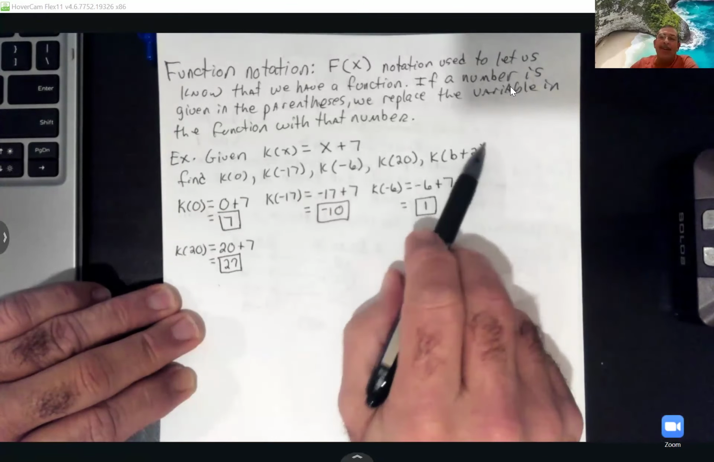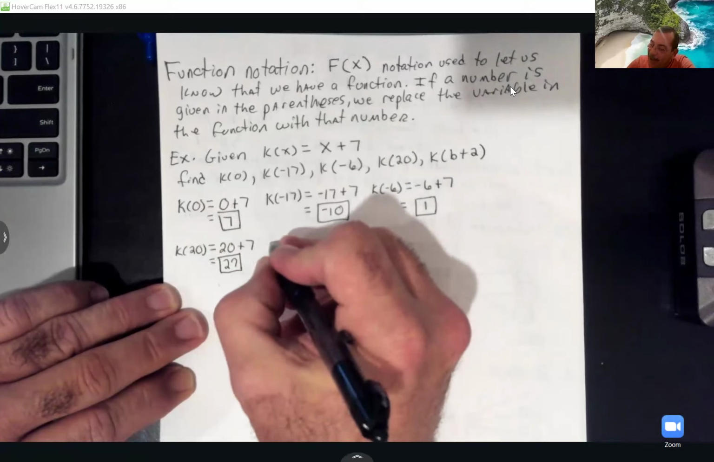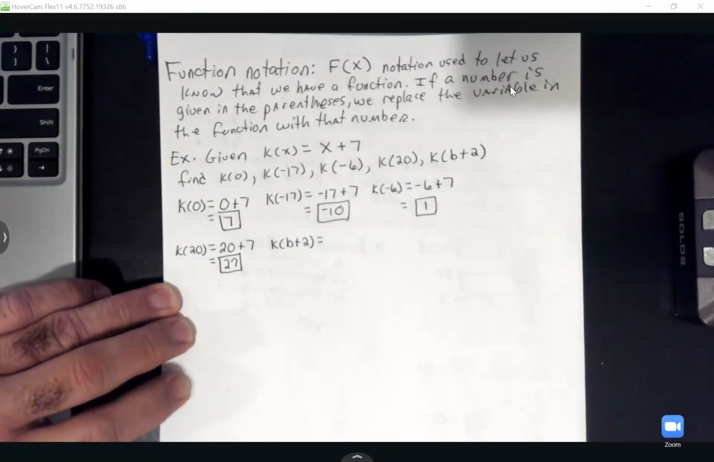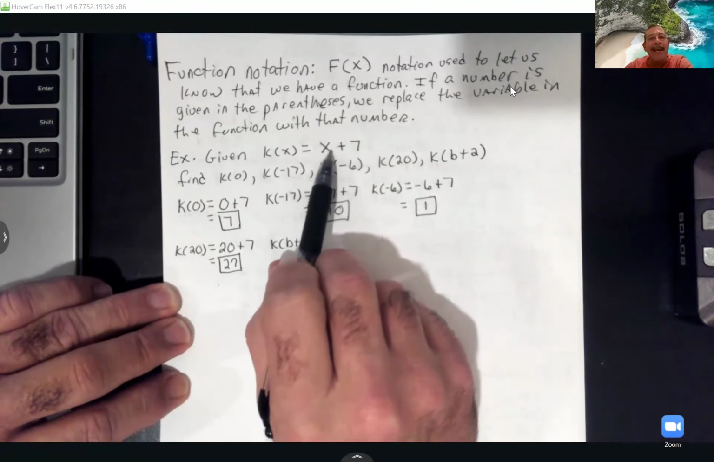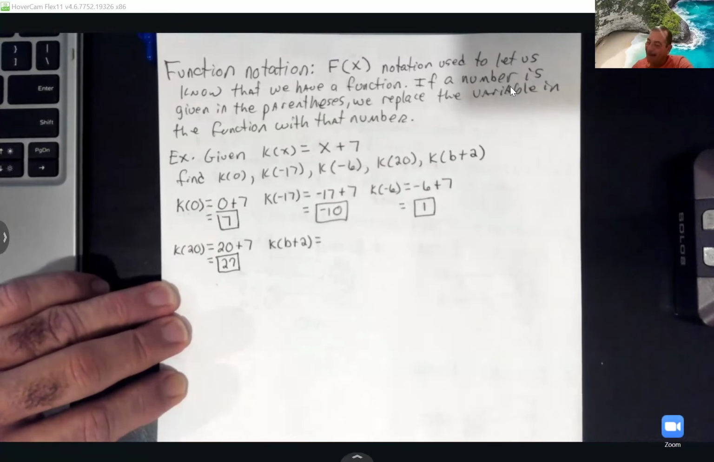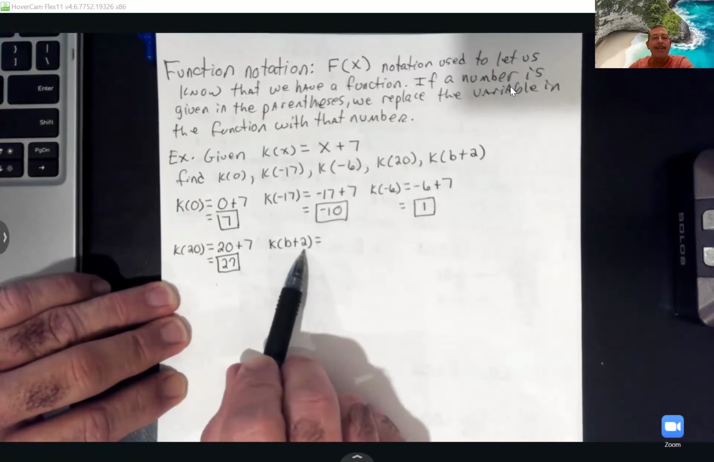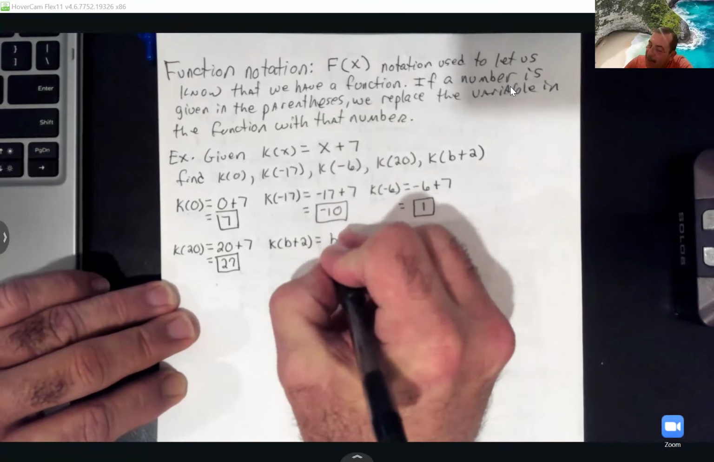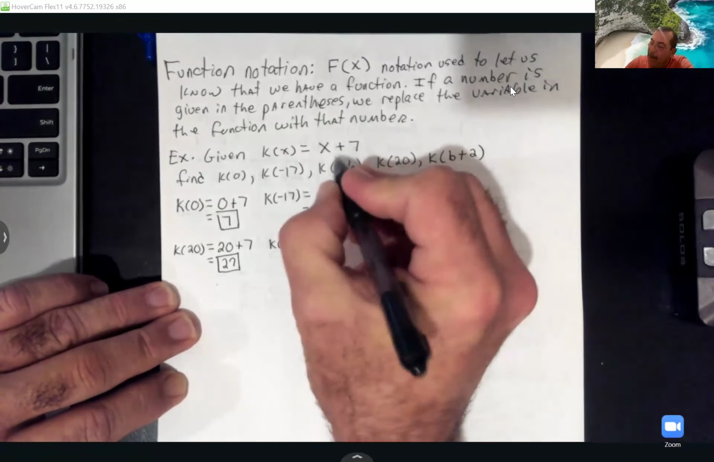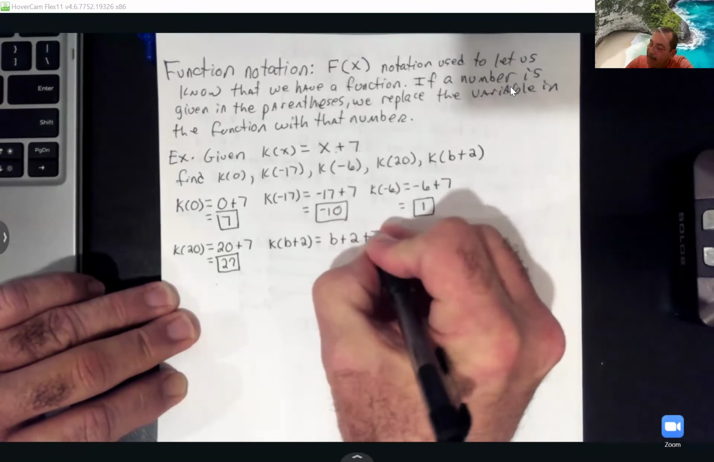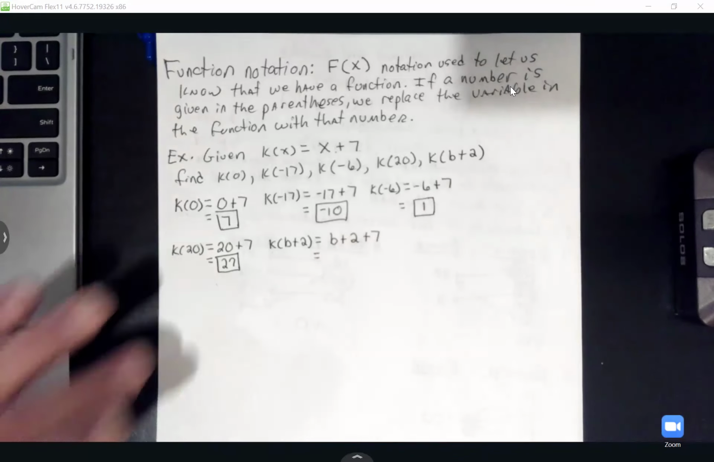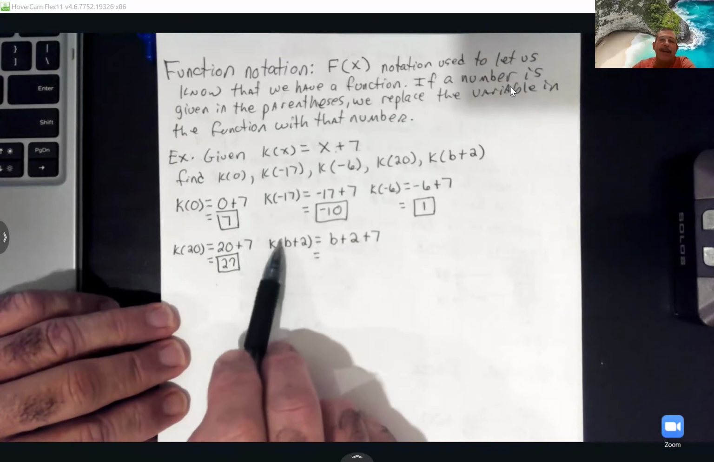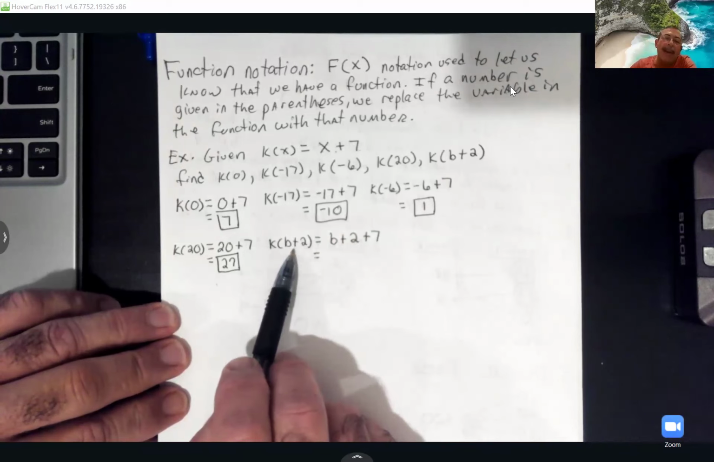So let me pull out the tricky one. K of b plus 2. So y'all guess what? Guess what I'm going to replace that x with? I'm going to replace it with a b plus 2 because that's what's inside our parentheses. So that'll give us a b plus 2 plus the 7. Okay. So they try to throw curveballs on one of these usually by throwing in a little bit of the alphabet at you.